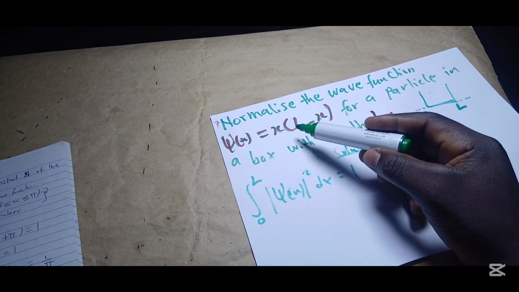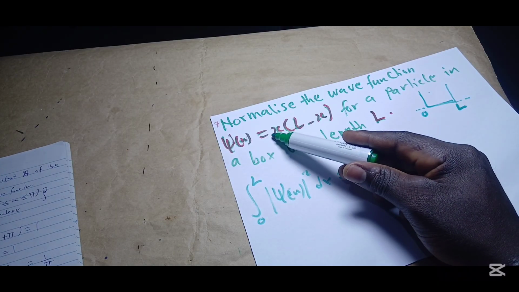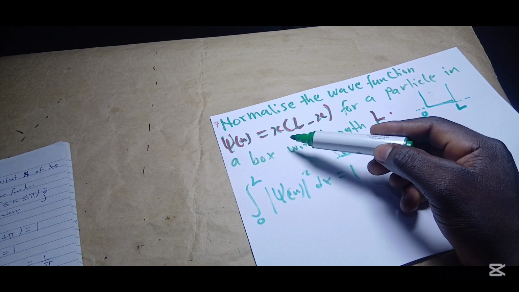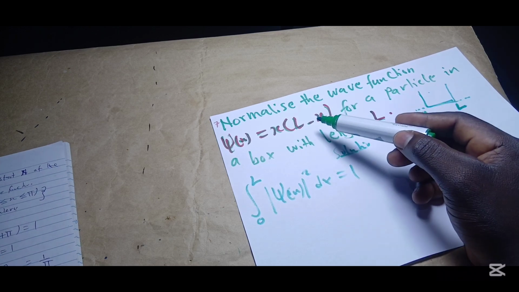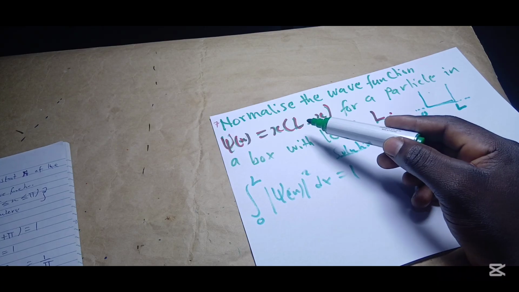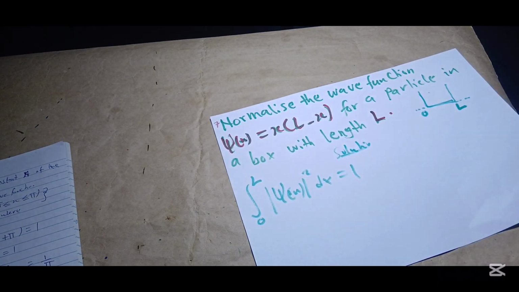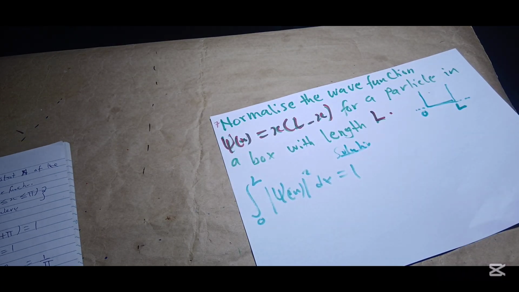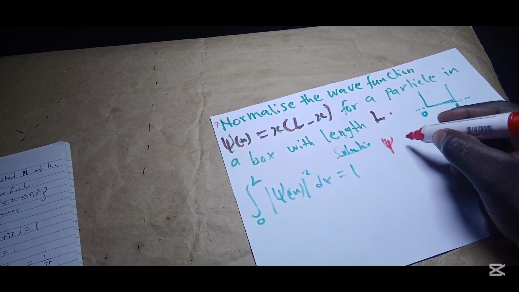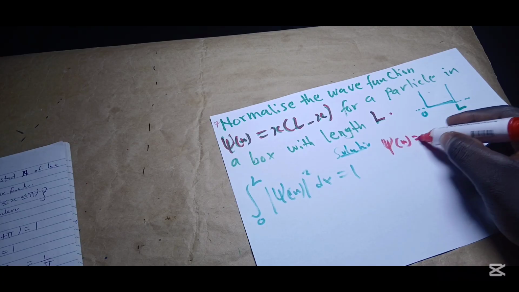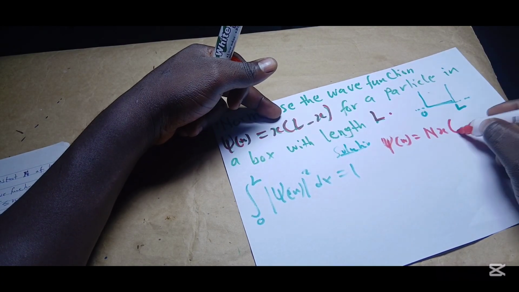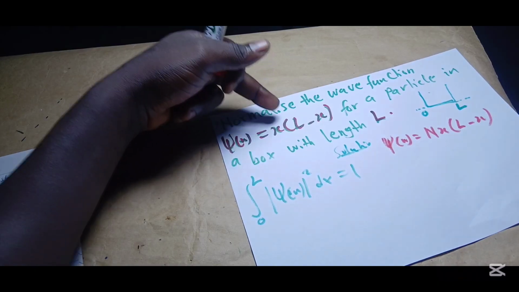But in this case, the normalization constant has to be included. We need a constant that when we multiply it by this wave function, it will be normalized. It will give us 100% probability of finding a particle in a small space. So we have to include the normalization constant. So let's say our normalization constant is n. So the wave function should be of this format when it is normalized: n x, just multiply n by it, L minus x.